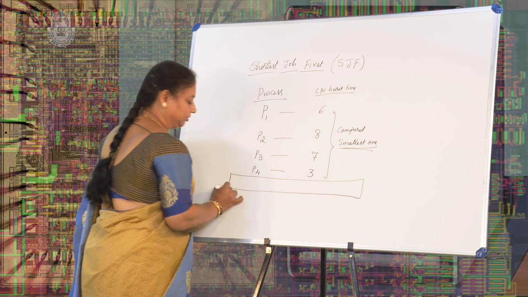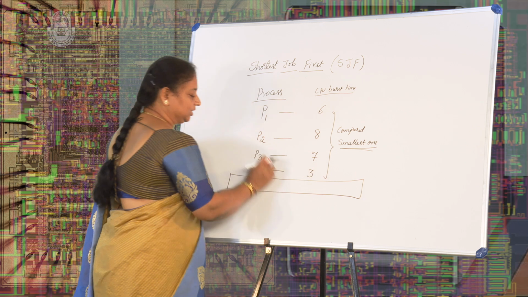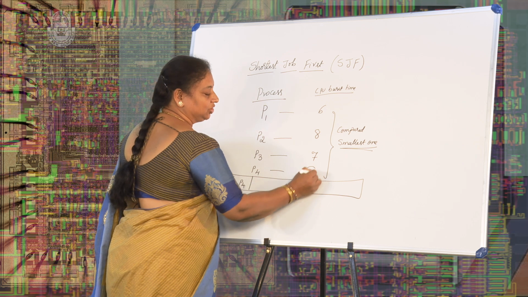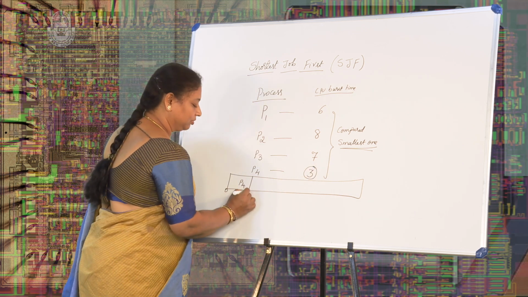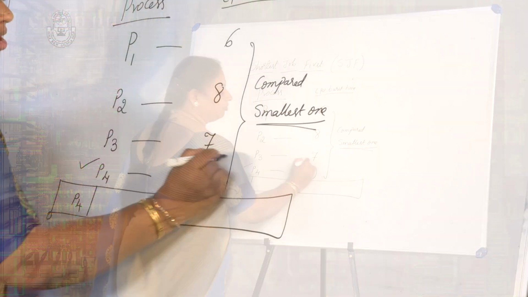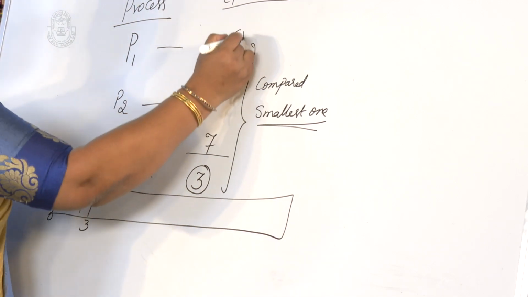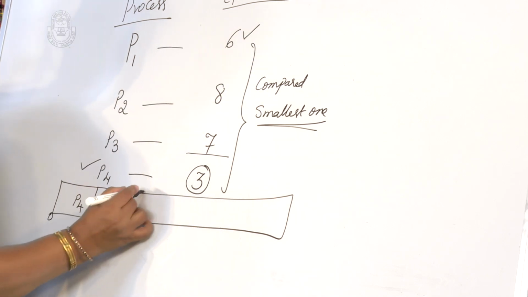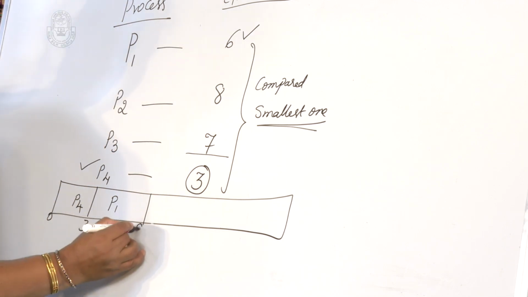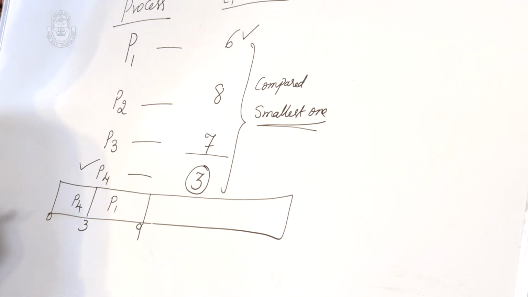For the process of this scheduling algorithm, among these 4, P4 has the shortest CPU burst time. So P4 will be executed first. Then among the rest of the processes, the one with the shortest CPU burst time is P1. So P1 will be served next. When will it be completed? 3 plus 6. So at the 9th millisecond, the execution of P1 will be completed.